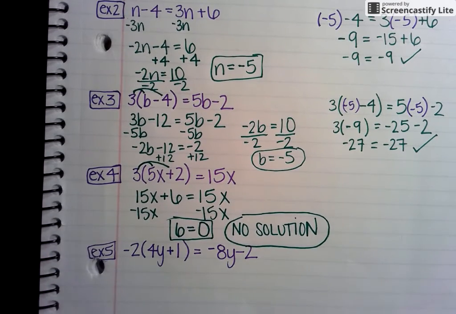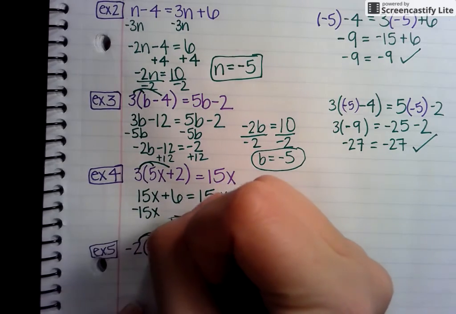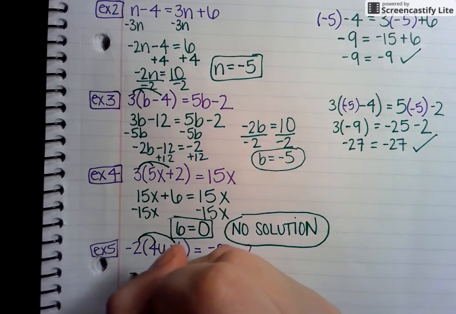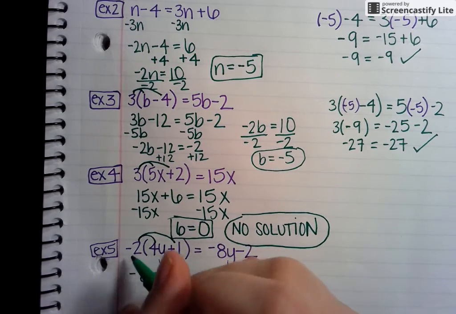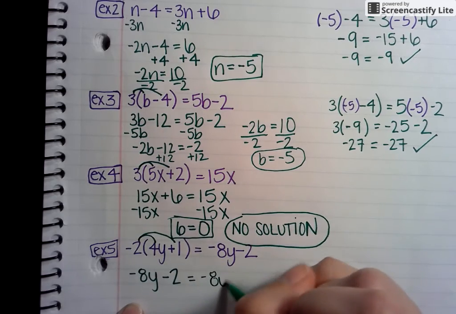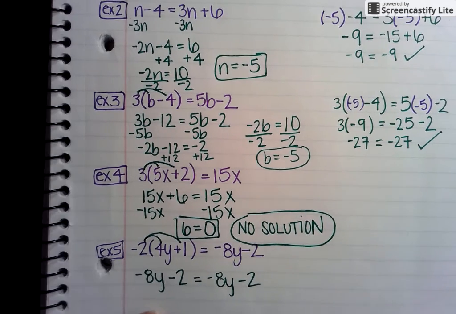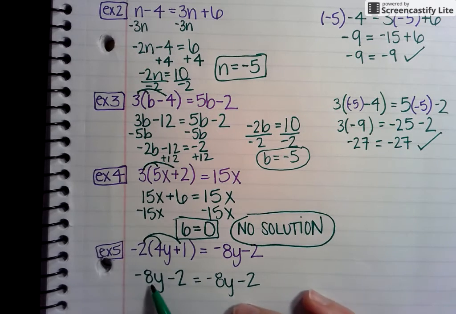Okay, our last one, you're going to solve it the same way. So we have negative 2 times 4y, negative 2 times 1. So I have negative 8y minus 2, because negative 2 times 1 is negative 2. Okay, you might have noticed that these now have the exact same side. So we're going to try solving this. We have negative 8y minus 2 is equal to negative 8y minus 2.